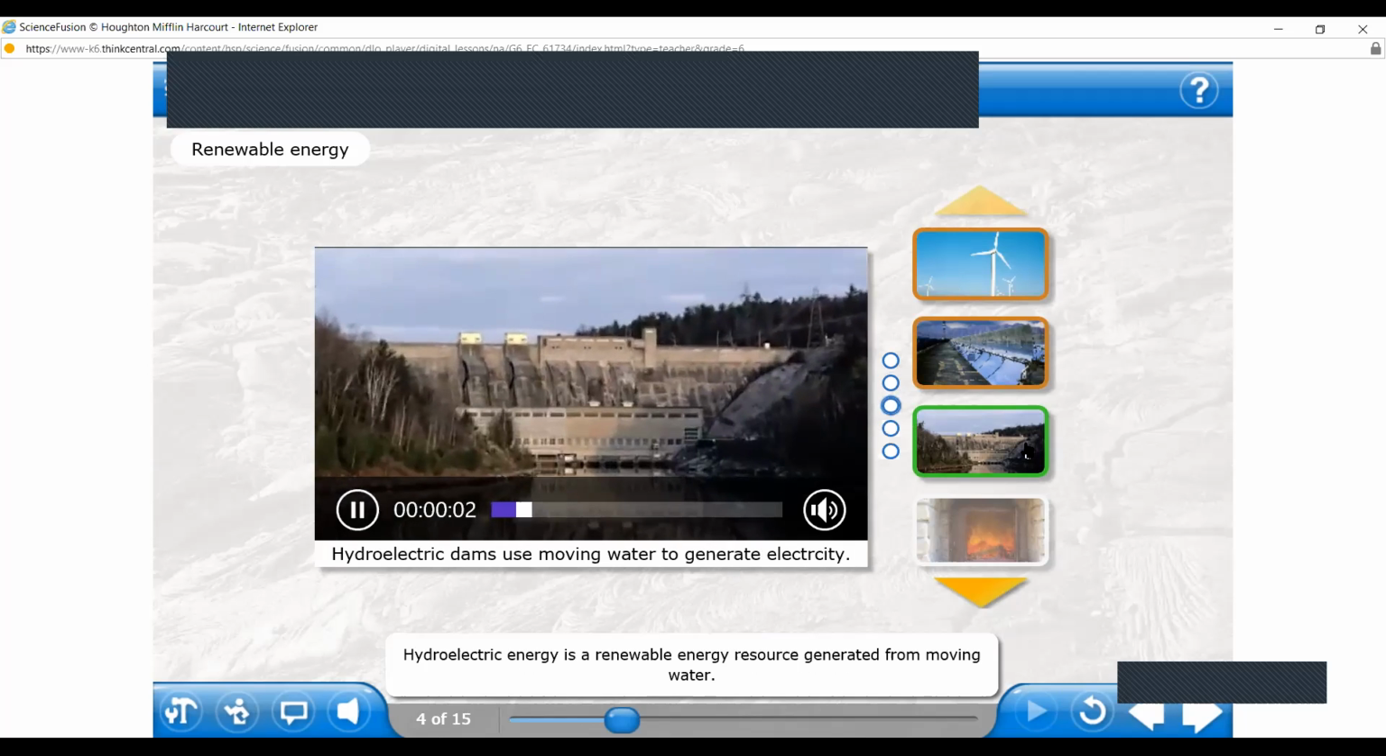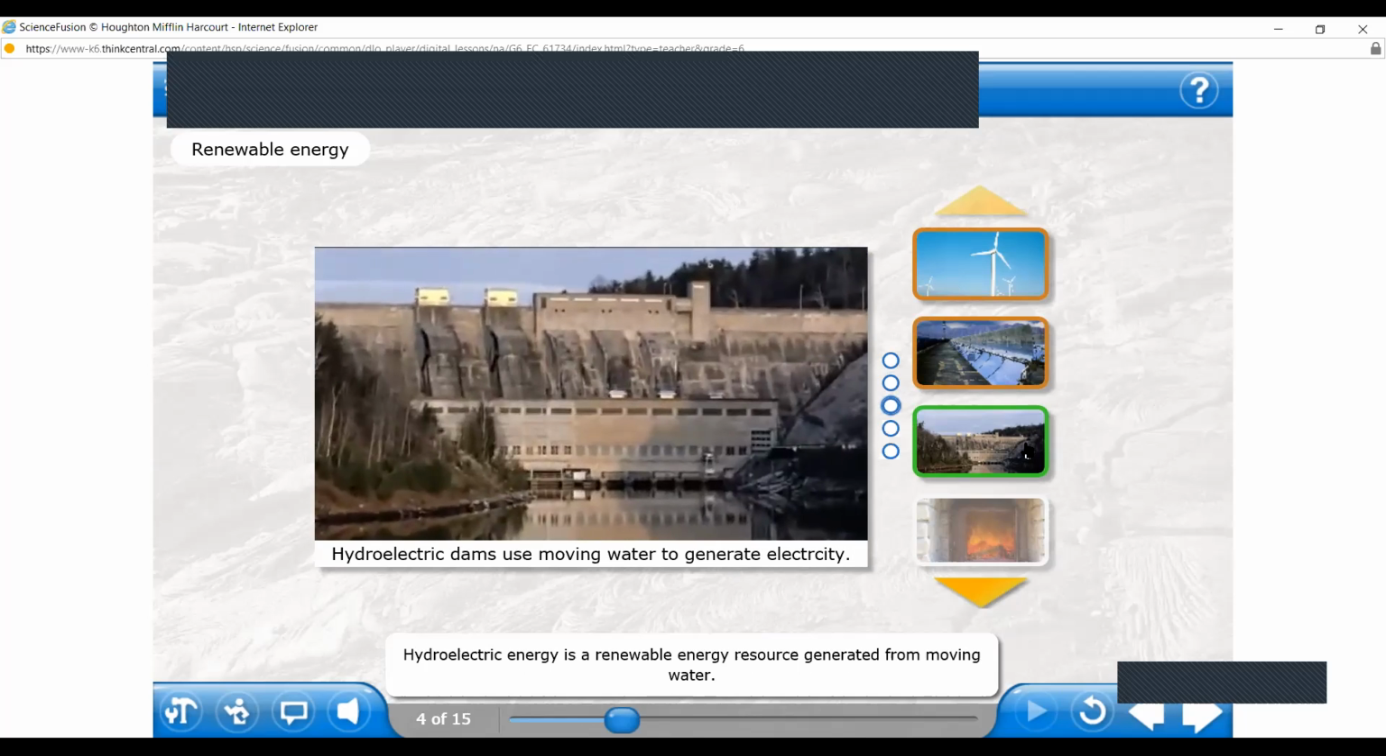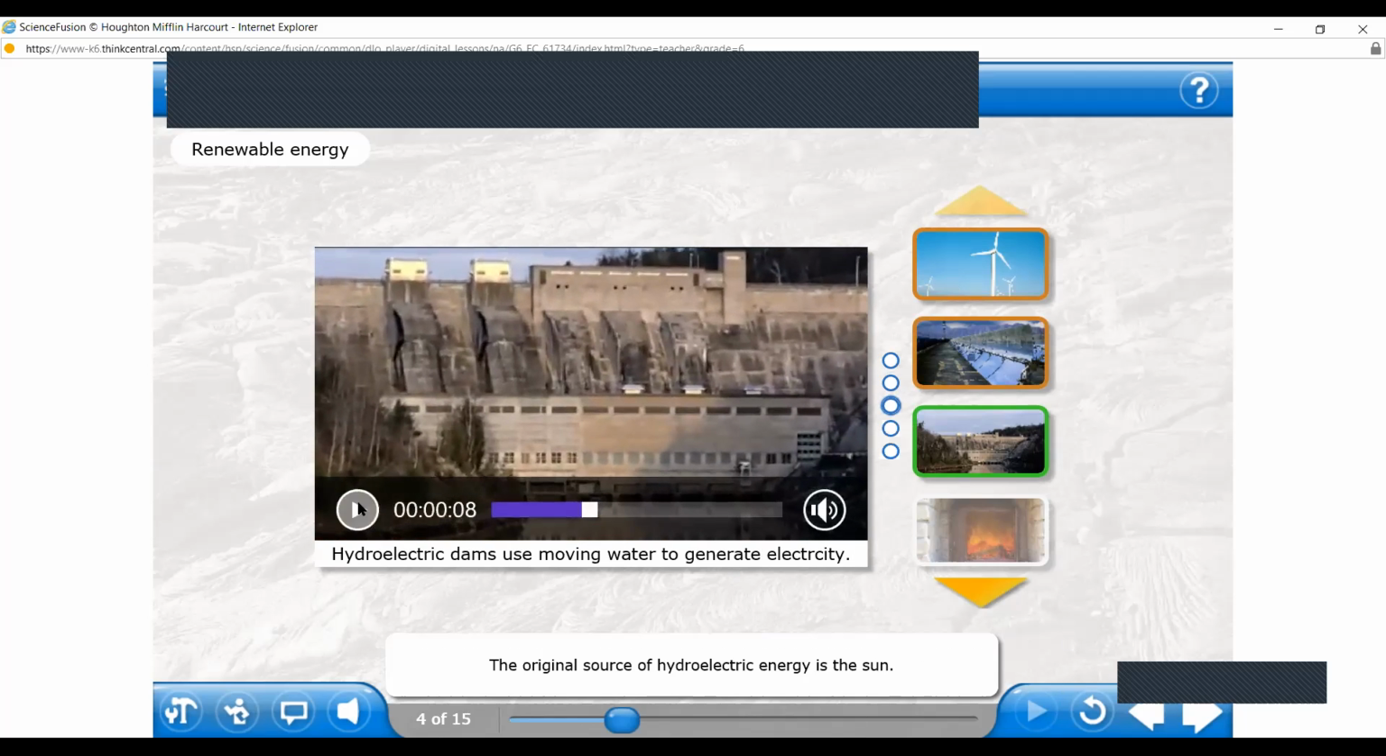Hydroelectric energy is a renewable energy resource generated from moving water. The original source of hydroelectric energy. So now girls, in this picture you can see these are dams where they collect a lot of water, and hydroelectric dams use moving water to generate electricity. When the water moves at a higher speed, what happens? Because of the pressure of the water, connected again to the generators, those turbines move. You have small fans inside. Those machines start to move faster and they generate electricity. And this electricity can be sent to the whole city.